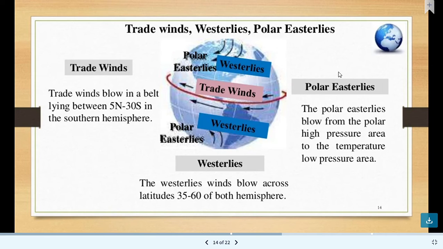Trade winds blow in a belt lying between 5 north to 30 south in the southern hemisphere. The polar easterlies blow from the polar high pressure area to the temperate low pressure area. The westerlies blow across latitudes 35 to 60 of both hemispheres. Westerlies, trade winds, and westerlies, polar easterlies.